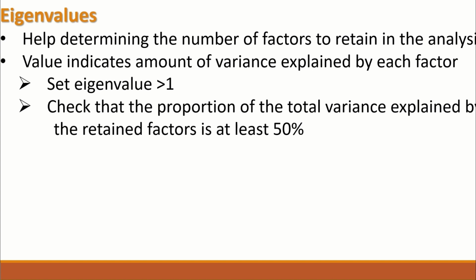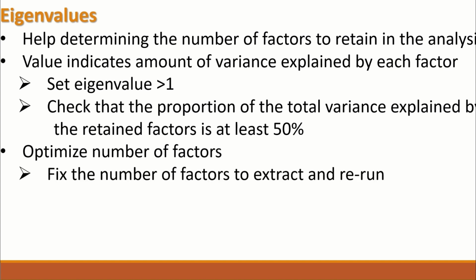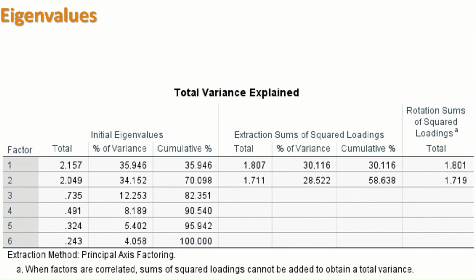eigenvalues will generate a table, and we need to check the proportion of the total variance explained by the retained factors, and this proportion has to be at least 50% or greater. The eigenvalues can help in optimizing the number of factors, and then determining and fixing the number of factors to extract and perform the rerun of the analysis.